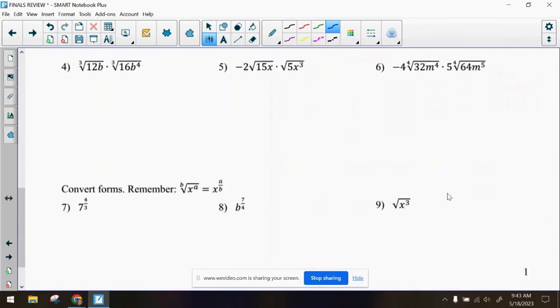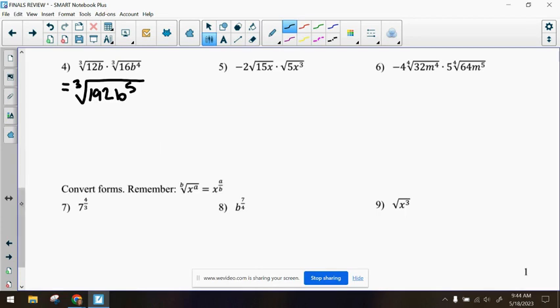So now we're taking a look at 4, 5, and 6. 4, 5, and 6, they're all multiplication problems, which will turn into problems like we saw above in the regular simplifying ones once we multiply. So when I multiply these two radicals together, I get the cube root. 12 times 16 gives me 192 of b to the 5th.